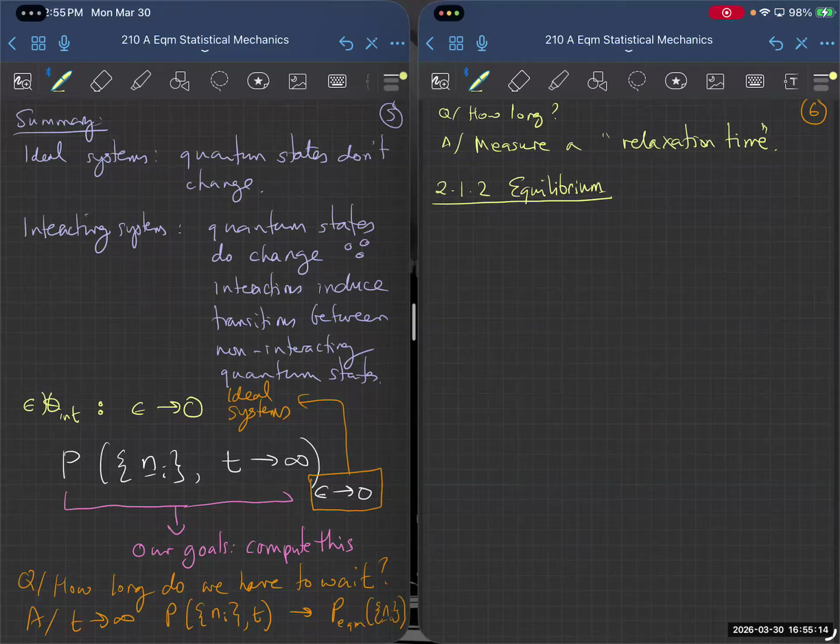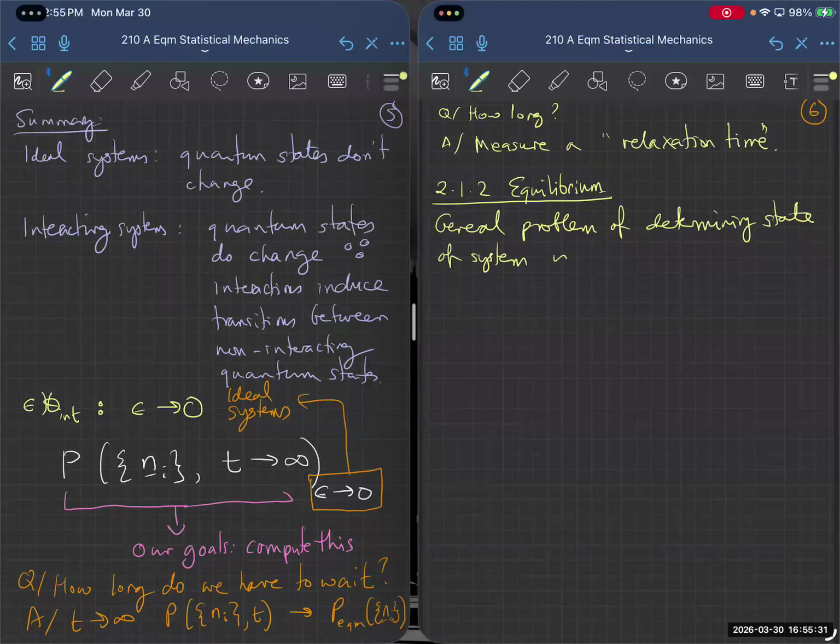So basically, the general problem of determining the state of a gas is too complicated. And it's too complicated because remember I told you that in the ideal case, the quantum numbers are determined by the initial conditions. We don't even know what the initial conditions are. So we can't even start to do that.